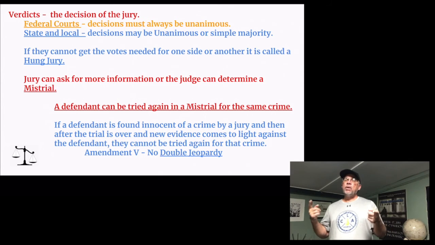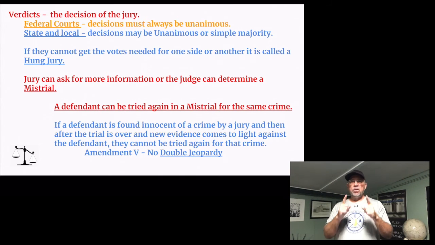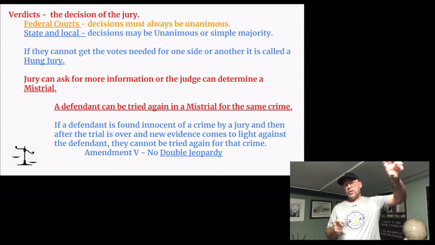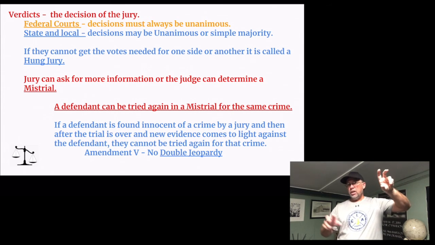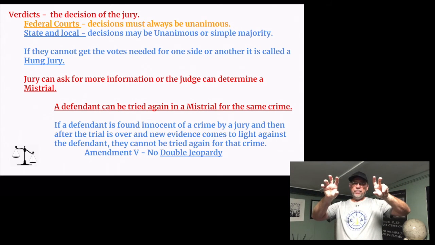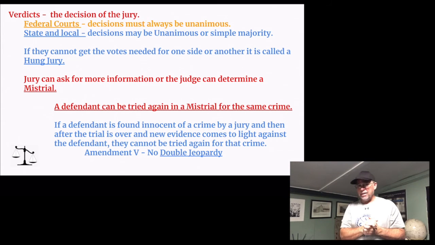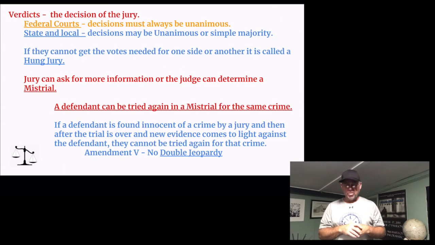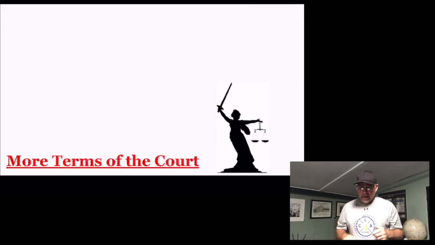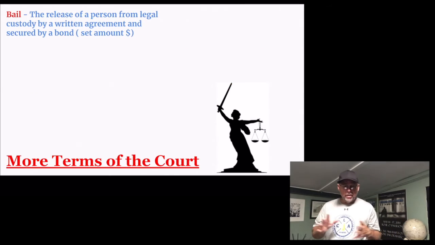Now, everybody's like, well, wait a minute. That's double jeopardy. No, it's not. Because in one instance, it was a criminal case. In the other one, it was a civil case. So two different courts, two different rules of law. So that's why that wasn't considered double jeopardy, if you were wondering about that, because you followed the O.J. Simpson trial. Now, we got a few more terms, and then we'll be done for today.